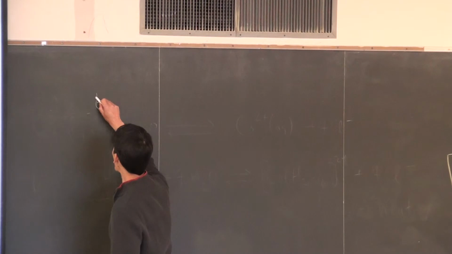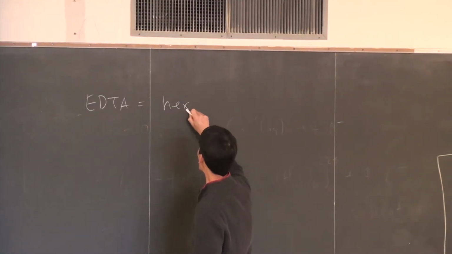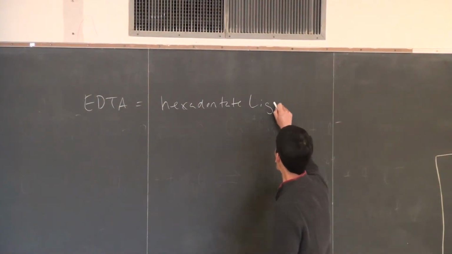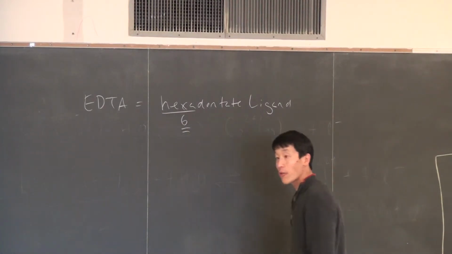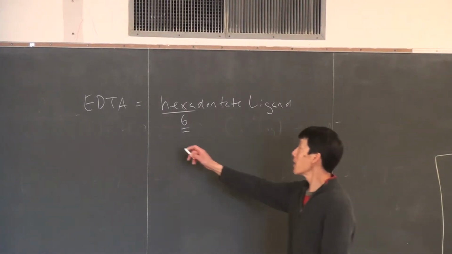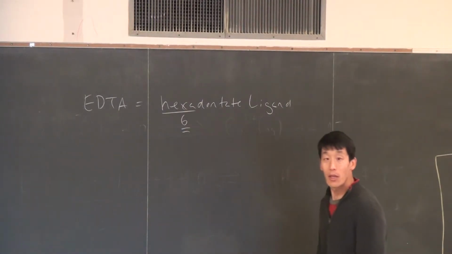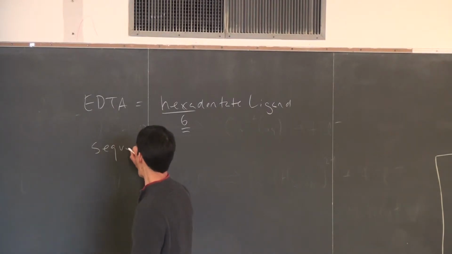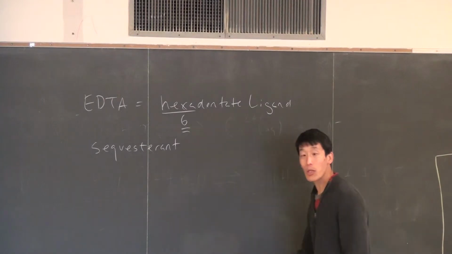Okay, so EDTA. This is the hexadentate ligand. So this means that there can be 6 coordinate-covalent bonds from EDTA to a metal. So EDTA, again, works just like ethylene diamine. It can bind to metals, and it's often referred to as a sequestrant, because it sequesters the heavy metals.